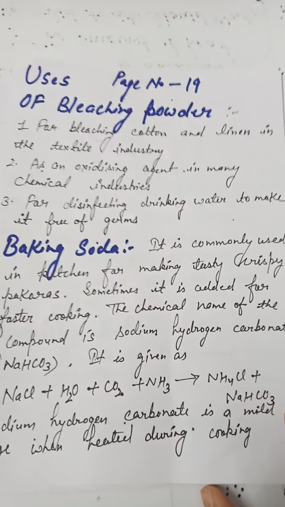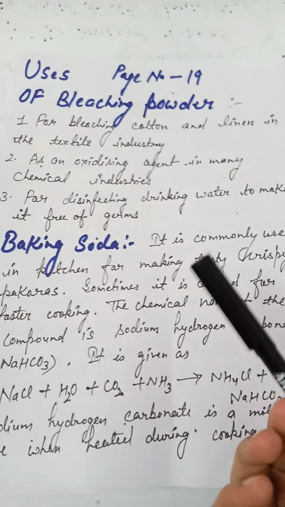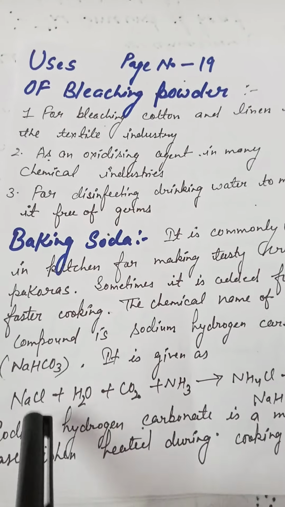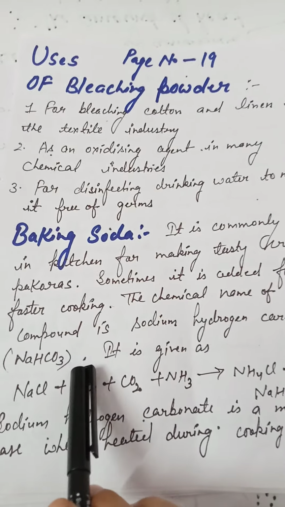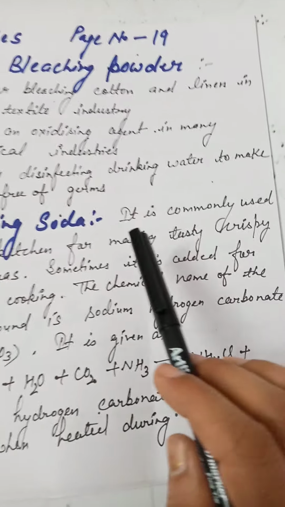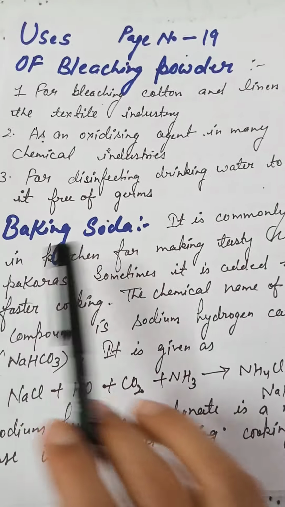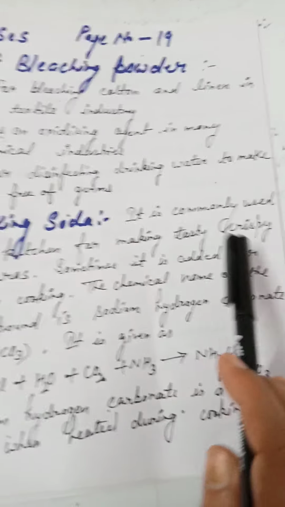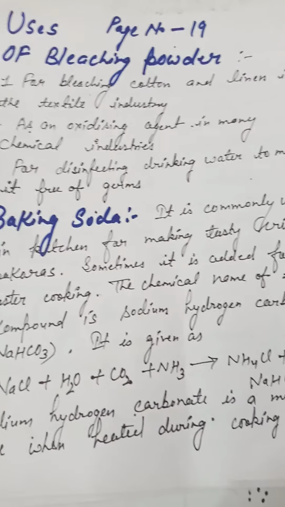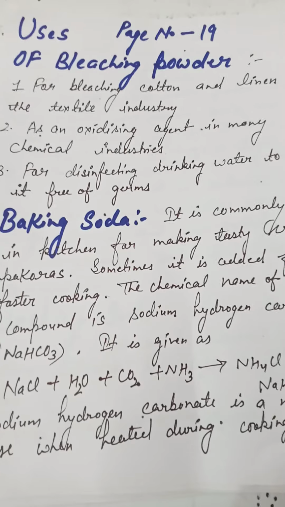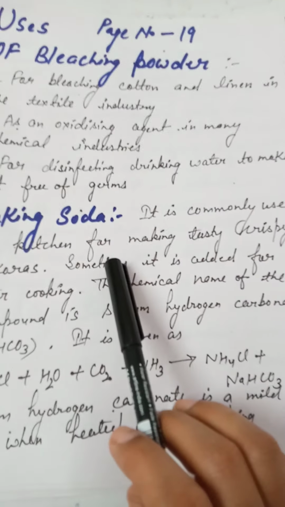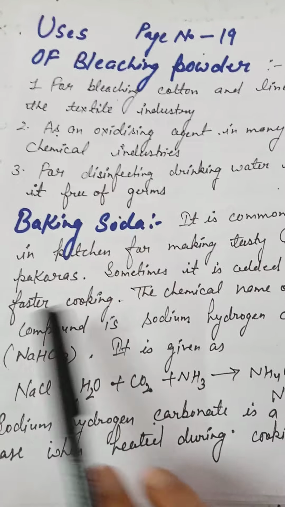Now the next is baking soda. What is baking soda? What is the formula for baking soda? The formula for baking soda is NaHCO3, that is sodium hydrogen carbonate. And where do we use it? It is commonly used in the kitchen for cooking tasty and crispy pakoras. We always use baking soda in our kitchen, in chanas, in making crispy pakoras and other things. Sometimes it is added for faster cooking also.